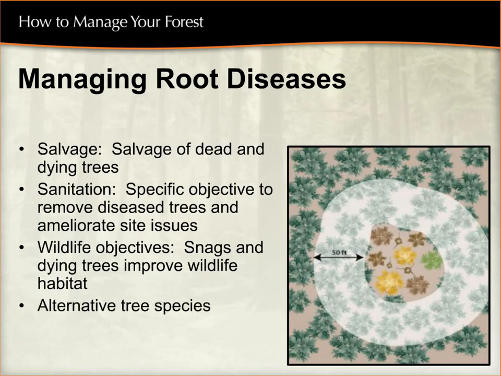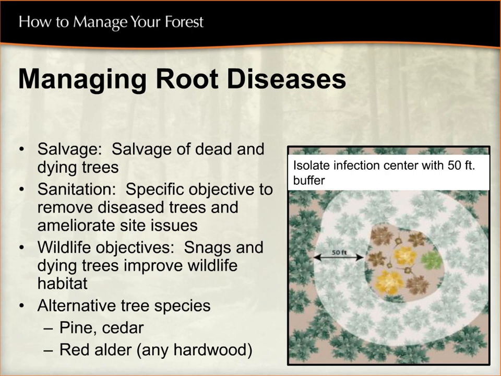However, if improving wildlife habitat is one of your objectives, then retaining some dead and dying trees can help provide habitat for cavity nesting species. You can also shift to alternative tree species that are resistant to the disease, such as pine and cedar or red alder or other hardwoods. It's also a good idea to isolate the infection area with a 50-foot buffer.